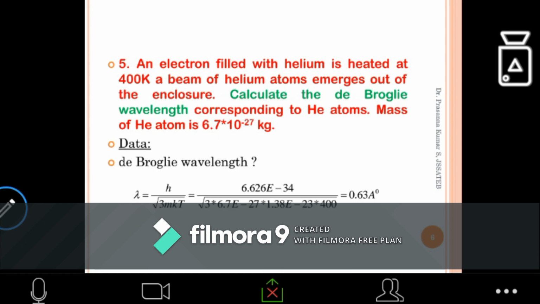h is Planck's constant as usual; within the root, 3, then the mass of the helium atom is given to be 6.7 × 10^-27 kg, k is the Boltzmann constant 1.38 × 10^-23, and the temperature is 400. You substitute these values and you will see that it will be around 0.63 angstroms.